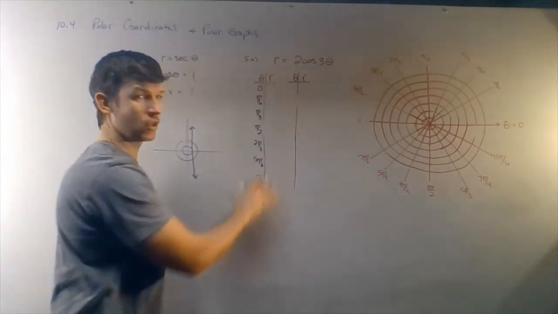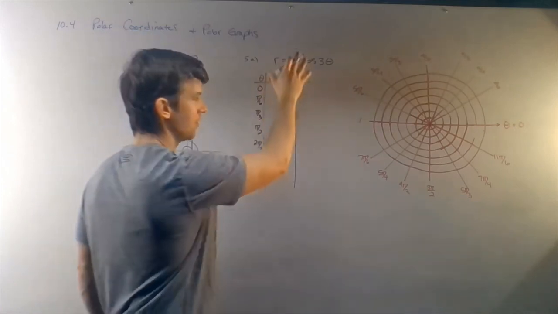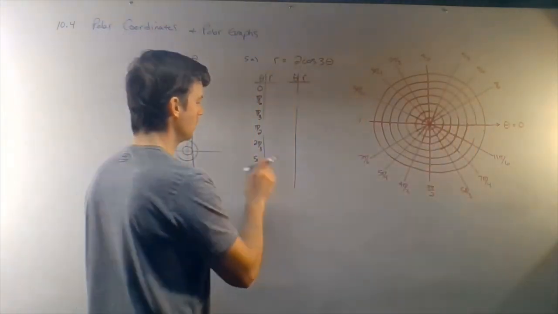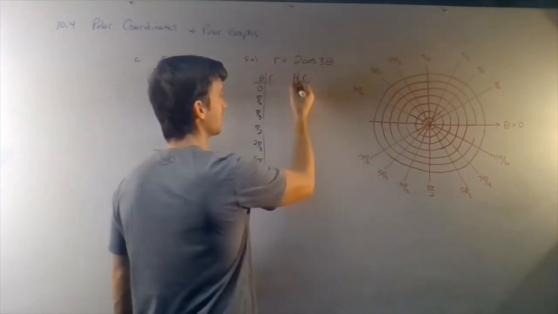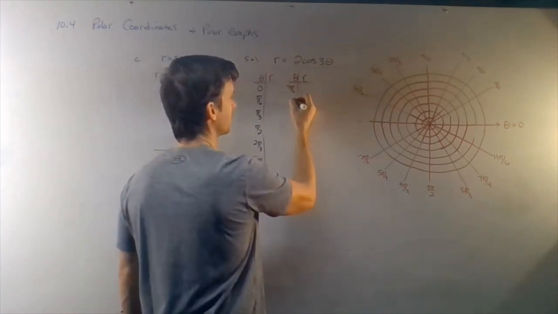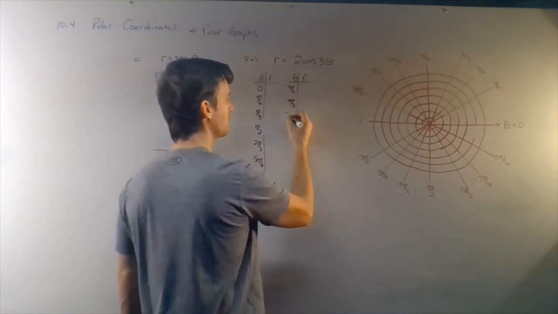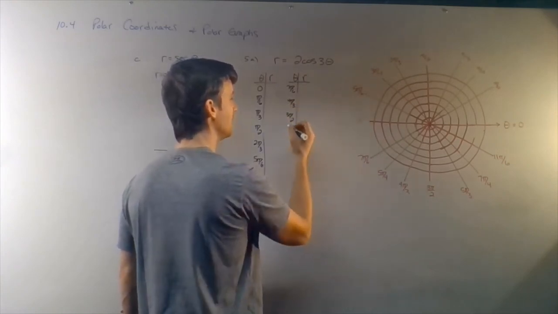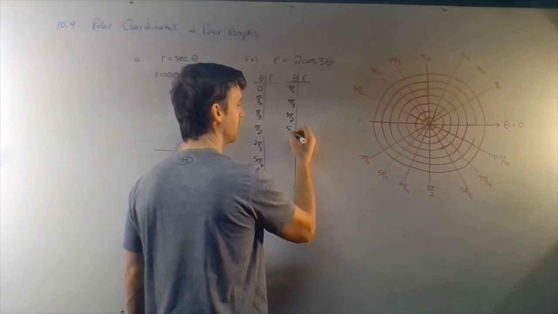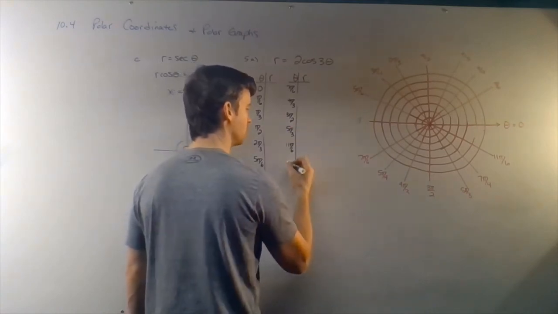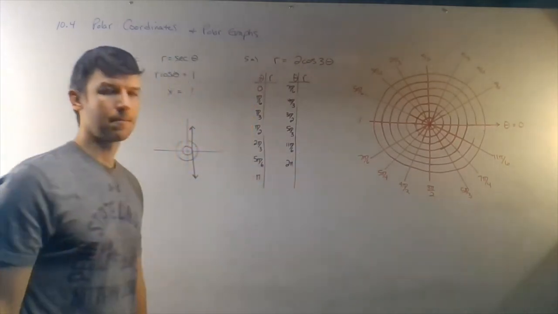I like to go 0 through pi on one of my tables, and then the other half of the circle I'm going to go in my other table. So that was 6 pi over 6. 7 pi over 6. 8 pi over 6 is 4 pi over 3. 9 pi over 6 is 3 pi over 2. 10 pi over 6 is 5 pi over 3. 11 pi over 6. 12 pi over 6 is 2 pi.